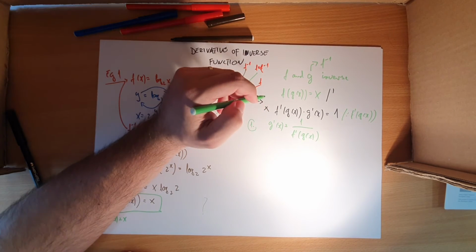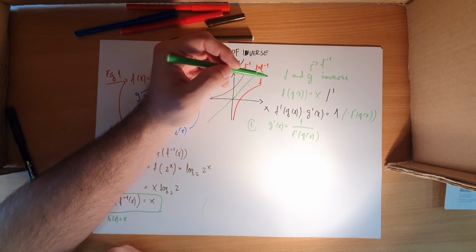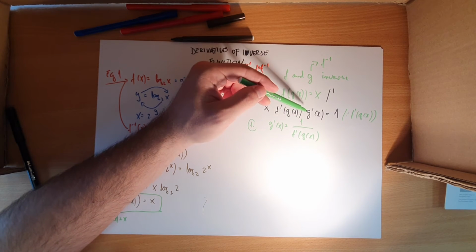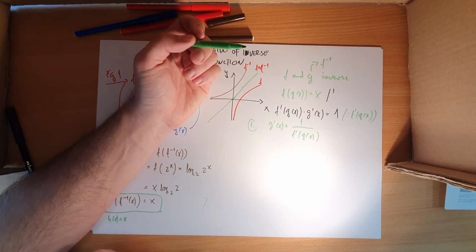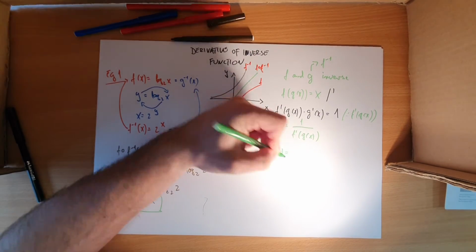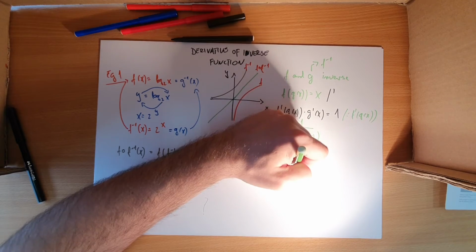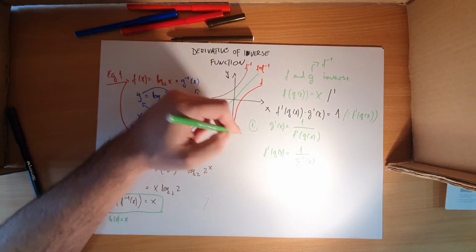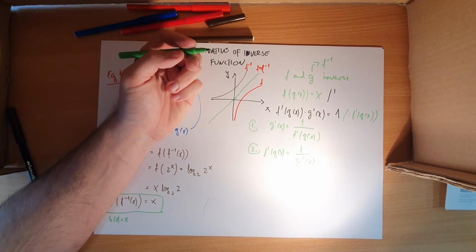Now, another thing that you can do is, well, why wouldn't we divide with g derivative of x? Of course you can. In that case, you're going to get that f derivative of g of x is equal to 1 over g derivative of x. And this is the second form that you can use.